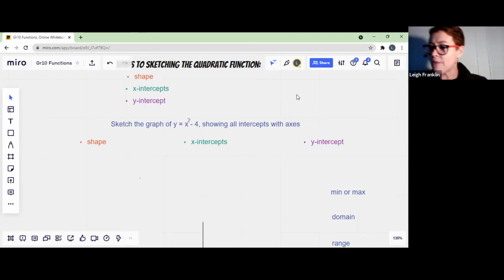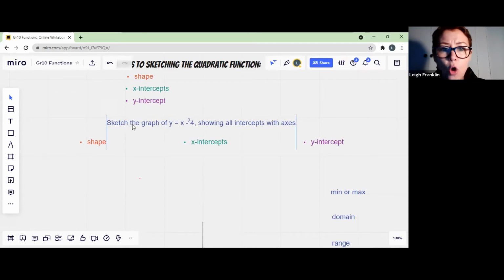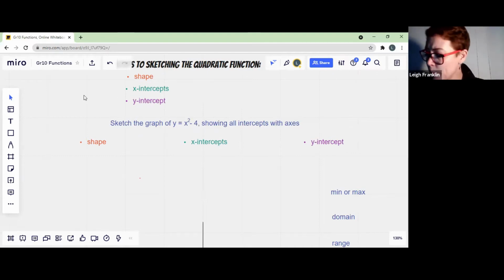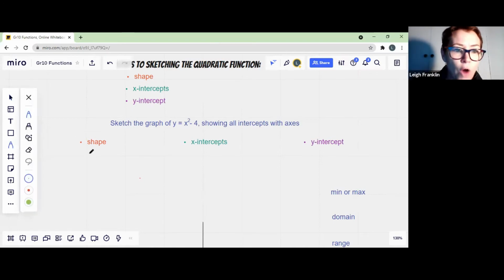All right. Now, first of all, when we talk about shape, I've got an example here. We're going to sketch the graph of y equals x squared minus 4. So when we're talking about shape, we recall that shape is based on the value of A. In the case of this particular graph, can anybody tell me what the value of A is?